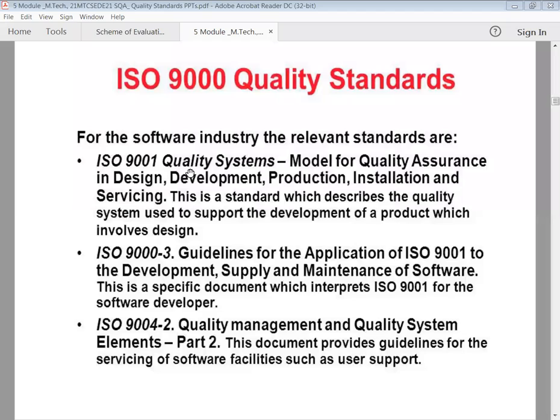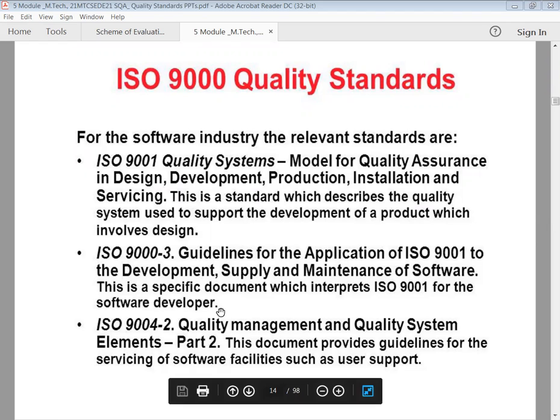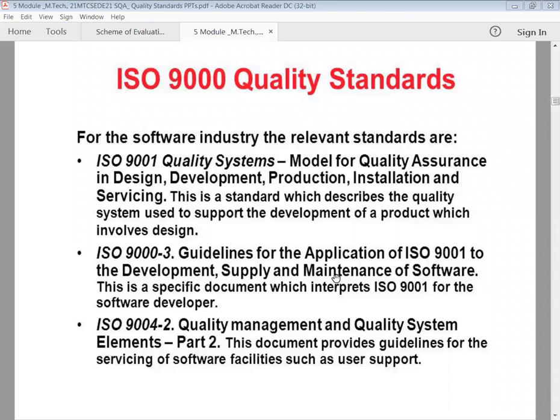So the ISO 9001 quality systems subsection gives you a standardized method for quality assurance in design, development, production, installation, and servicing. The same way, the subsection ISO 9000.3 gives you the guidelines for application of ISO 9001 to development, supply, and maintenance of the software. This is a specific document which interprets ISO 9001 for the software developer. The section 9000.3 also gives you a clear guideline for development, supply, and maintenance.